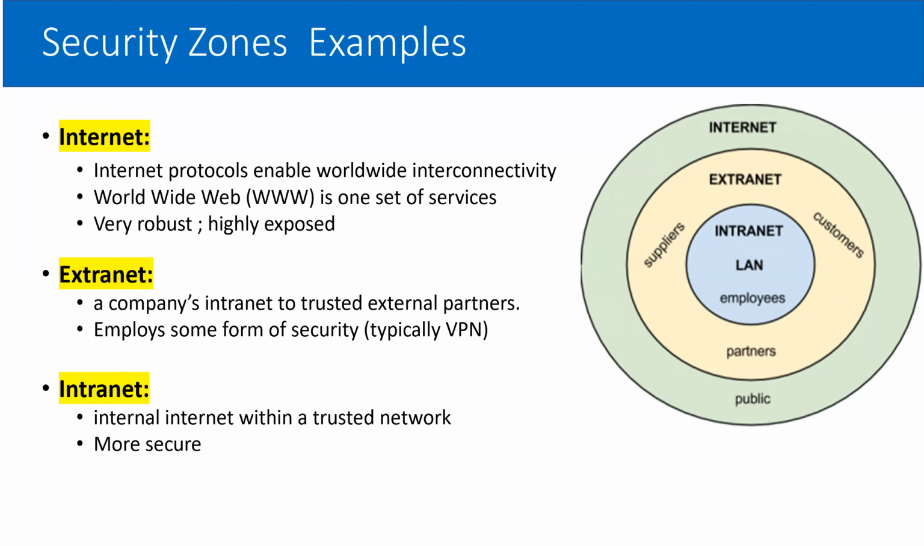For example, an organization may have its suppliers on its extranet. It may have parents of students on the extranet. So you give special permission to certain people to be on this network. They're not internal to your organization. They can be external to your organization, but they have permission.